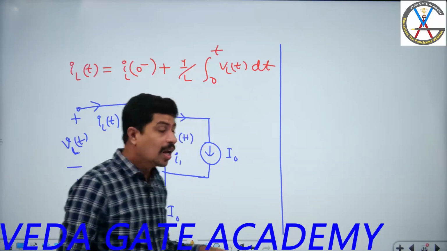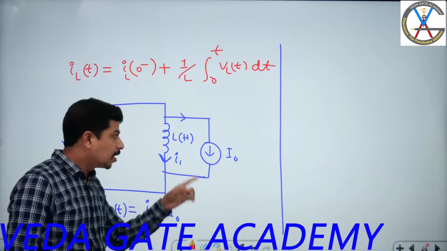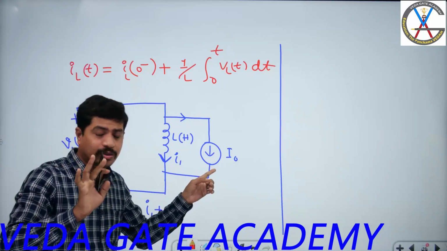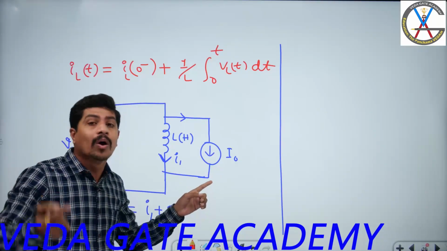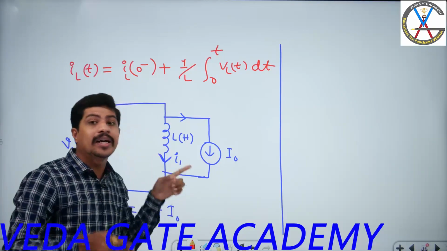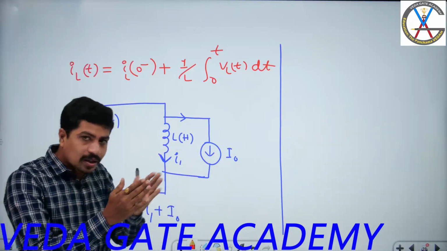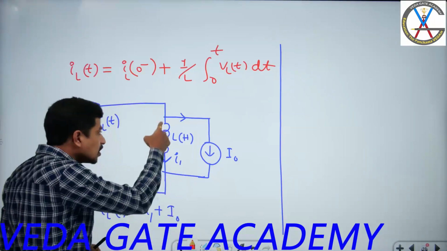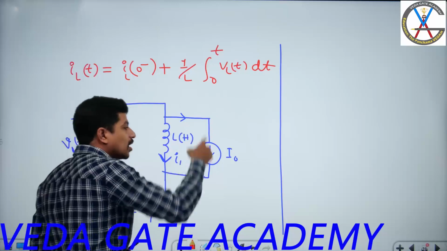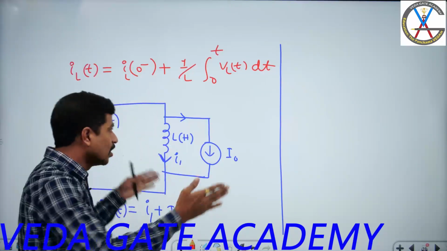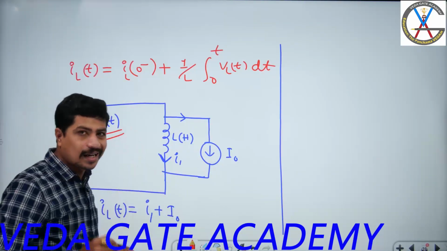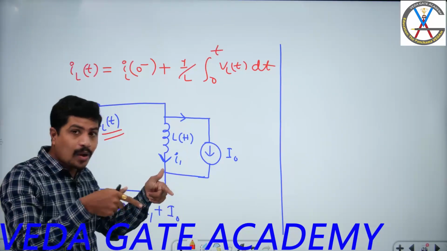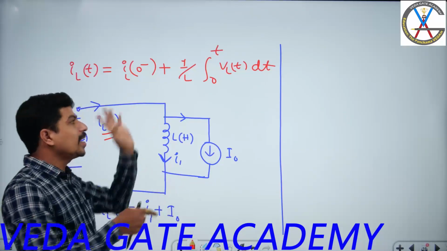Understand this one: some people will misunderstand why we connected a current source here. I did not connect any current source. I want to represent the current that is present in the inductor previously. I am splitting this into two currents: one is the previous current and one is the present current. This inductor will represent the present current. This current source will represent the previous current. This total is the inductor current. Why did I take the arrow down? Because I have to add the currents. This is down, this is also down, both will be added.